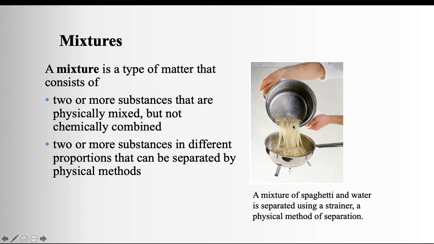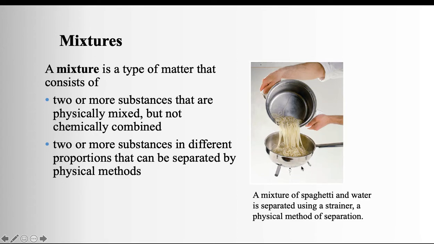When we boil pasta, we boil water and we add the pasta to it. That is, in the pot here, we would have a mixture of pasta and water, and they're physically mixed but not chemically combined with each other, and they can be separated by physical methods. We can put a colander and dump the contents of that pot out, and it separates the water from the pasta. That way we use a physical method of separation, and we can separate the parts of the mixture.